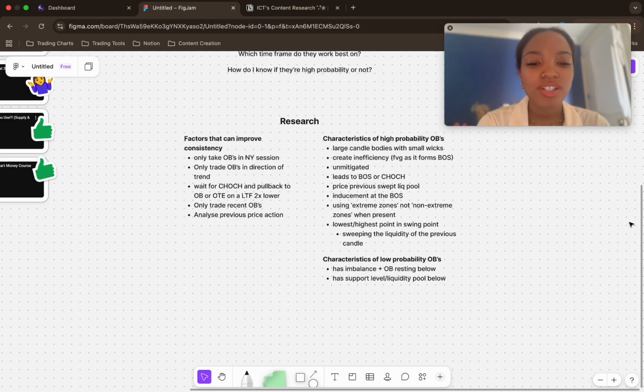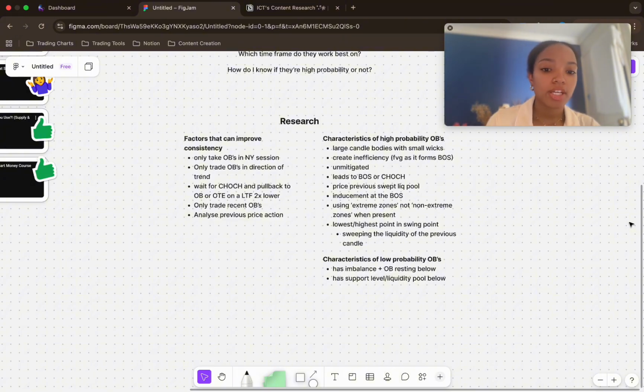And then characteristics of high probability order blocks is large candle bodies with small wicks. They create inefficiencies as they form the breaker structure that are mitigated, and it leads to a breaker structure or change in character. Price previously swept liquidity, inducement at the breaker structure using extreme zones, not non-extreme zones. Extreme zones basically, if we have a massive move, using the very first order block in that move, not just random order blocks within that move, because that's going to be the highest probability, the one that formed at the low of that move. And then the last thing on this list is the lowest or highest point and swing point.